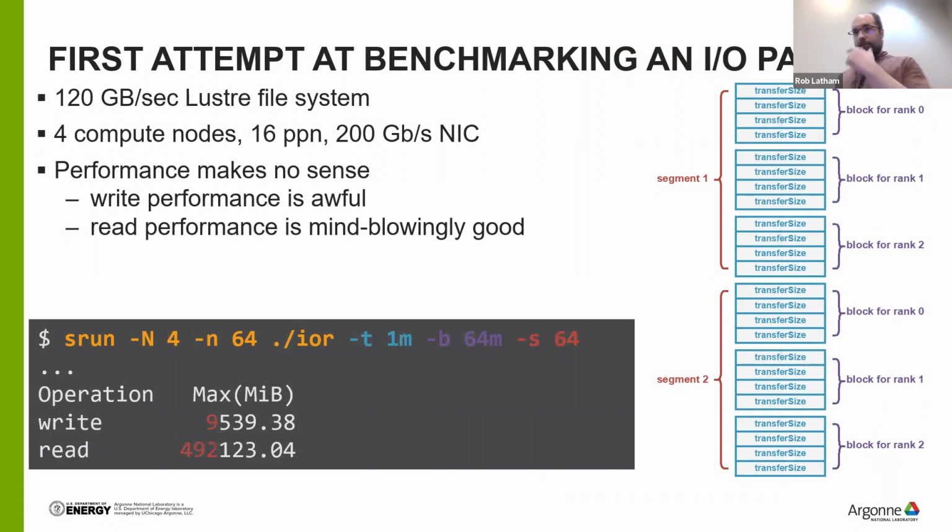But there are a couple pitfalls. I did mention that it's a little bit tricky to do benchmarking correctly. So in this case, we have a file system that was spec'd at 120 gigabytes a second. You'll deploy a file system, the vendor will say I can do 120 gigabytes a second. So you have a small test here, 4 compute nodes, 16 processes per node, so 64 processes altogether. A 1 megabyte transfer and a 64 megabyte block size, and we'll do 64 of these segments.